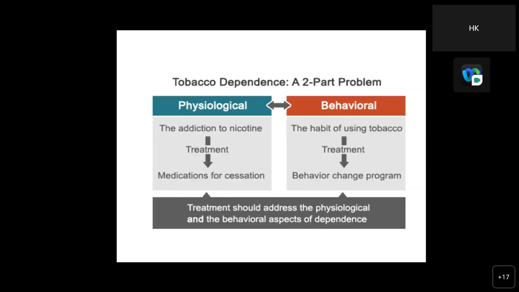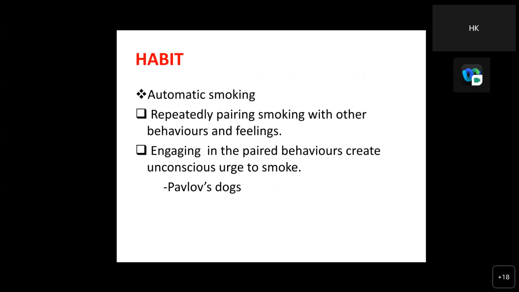So tobacco dependence is a two-part problem. The treatment is based on treatment for the nicotine addiction and treatment for the habit of using tobacco. Physiological and behavioral therapy are both needed. Physiological: the addiction to nicotine may be treated by medications. Behavioral therapy: the treatment involves a behavior change program.